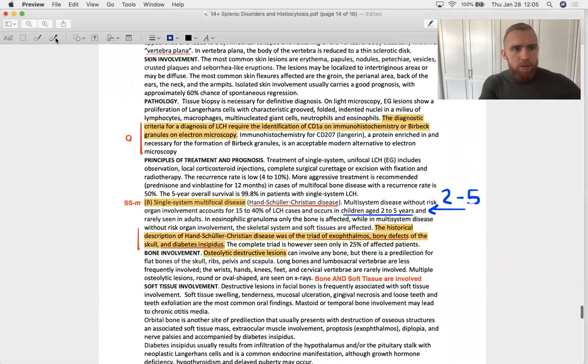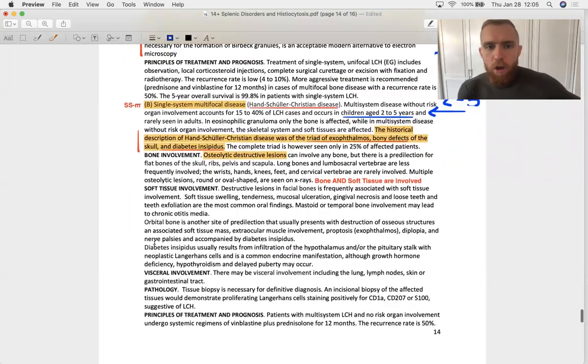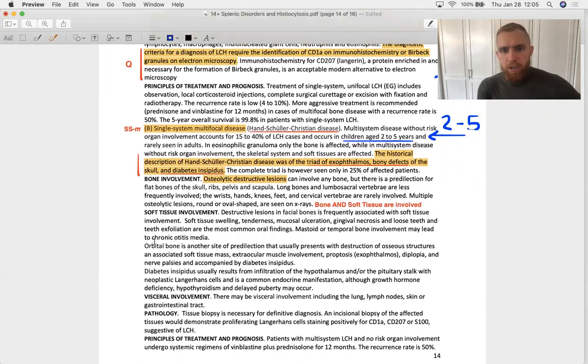This is probably the most important little bit in this entire section of the SDL, because this is the highest yield stuff. This is what they want to ask you about. The diagnostic criteria of LCH requires the identification of CD1 on immunohistochemistry or Birbeck granules on electron microscopy. I am pretty confident that's the extent of the questions you'll get asked on this, but just in case, let's keep going over single system multifocal disease, which is formerly known as Hand-Schüller-Christian disease.